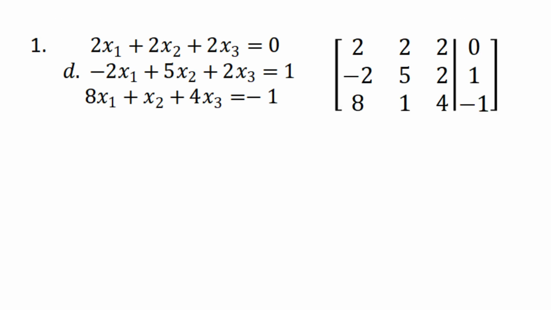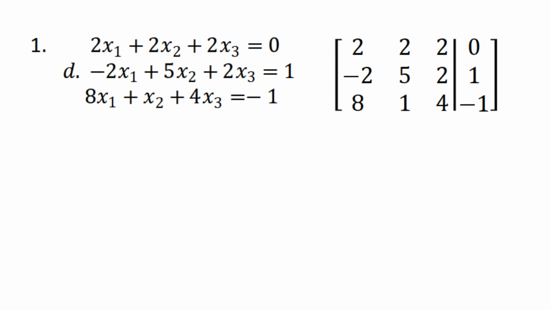So we are going to convert the system into an augmented matrix for Gauss-Jordan elimination. We have column 1: 2, negative 2, and 8. Column 2: 2, 5, and 1. Column 3: 2, 2, and 4. And for our last column, we have 0, 1, and negative 1.